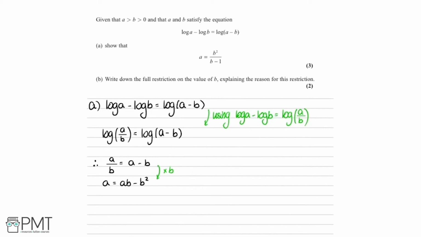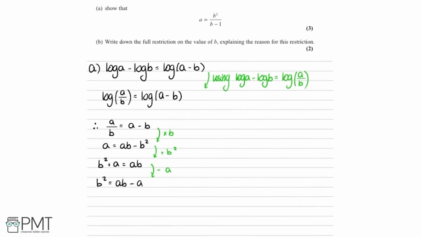Now we want to get all the a's on one side. So firstly, I'm going to add b squared to both sides. So we get b squared plus a equals ab. Then I'm going to take away a from both sides. So we get b squared equals ab minus a. And this now means we can factorize out the a. So doing that, we're going to get b squared equals a multiplied by b minus 1.